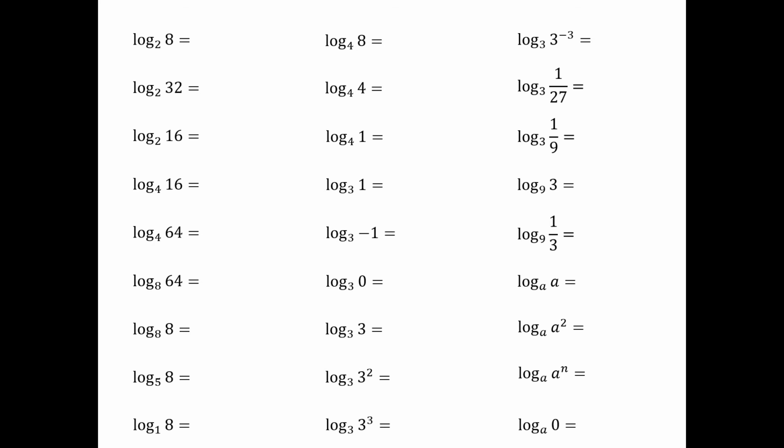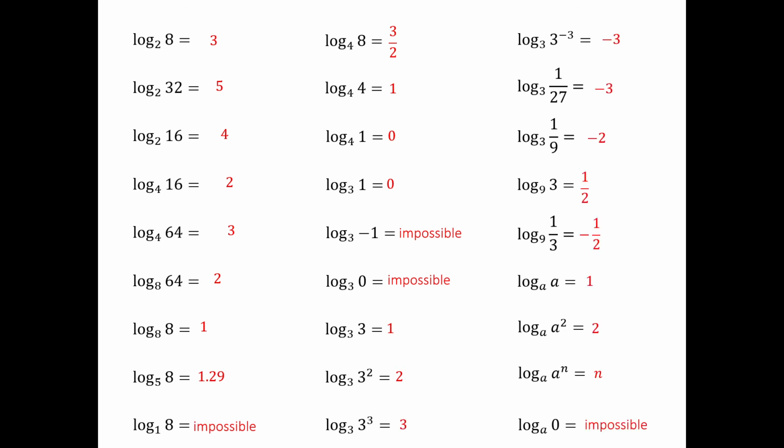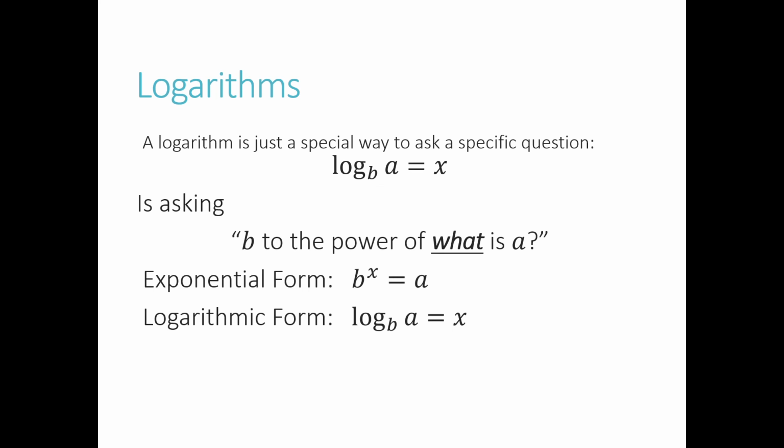Here are the answers. And the notes that you should write for this. So, the log to the base b of a equals x is the same as saying b to the power of what is a, where x is our what. So b to the power of what is a, which means b to the power of x equals a, log to the base b of a equals x. Exponential form and logarithmic form.